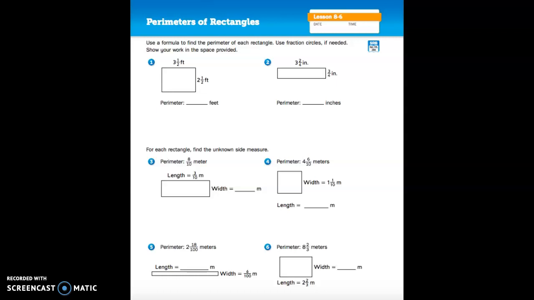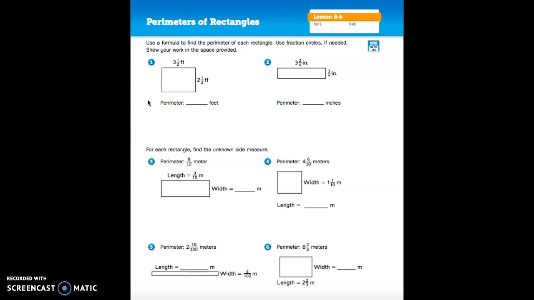We know there are two different formulas for perimeter. One is length plus width plus width. The other is length times 2 plus width times 2. So let's look at how we use both of these formulas for the first problem here.